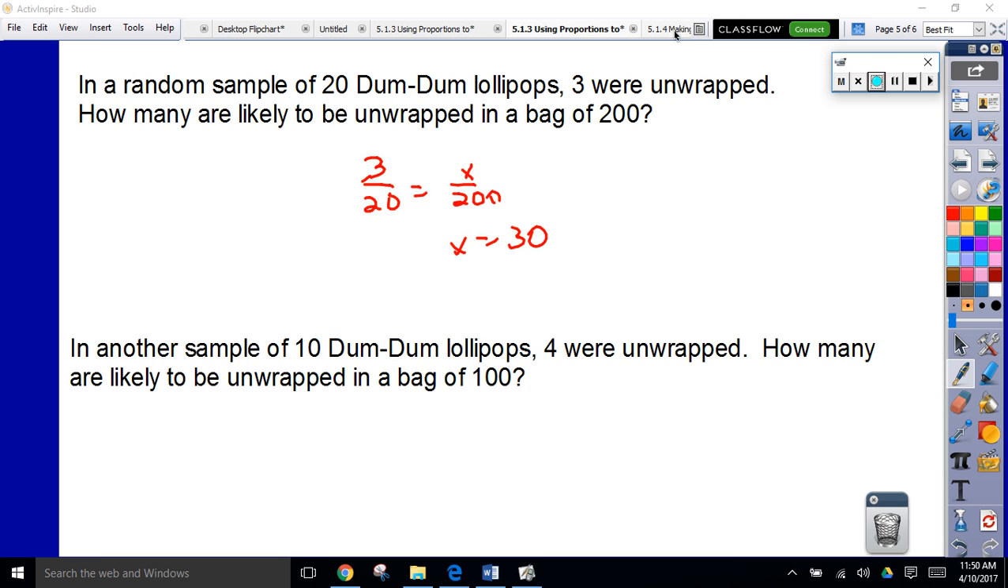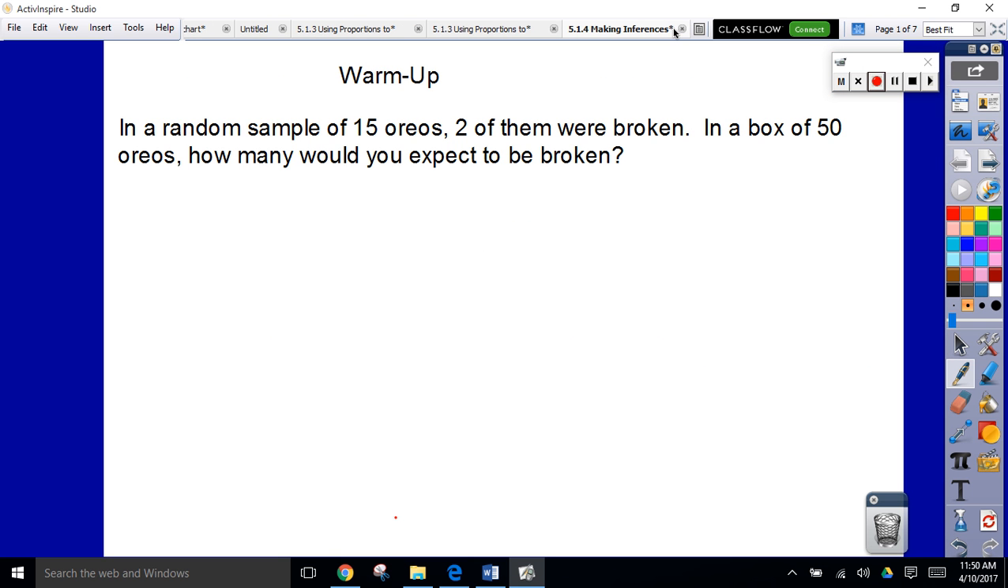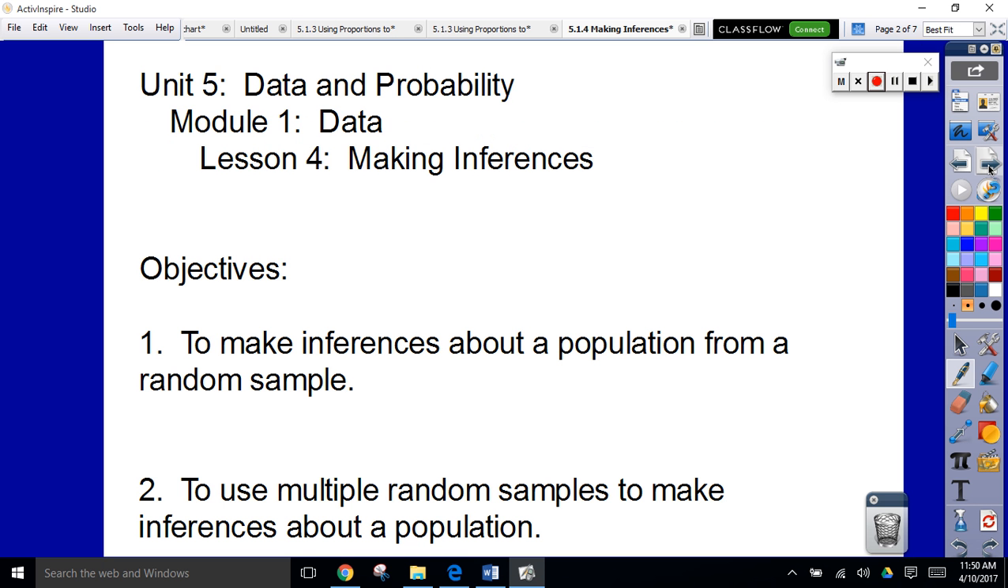Okay, now I'm going to open up the next lesson, so get out this set of notes. We are going to be talking about making inferences again, but not always just using proportions. We're going to talk about how we make inferences from a random sample. This is really an easy objective. And then number 2, we're going to approach this a little differently. We're going to use multiple random samples. So we'll be using proportions, but within the context of having more than one sample.